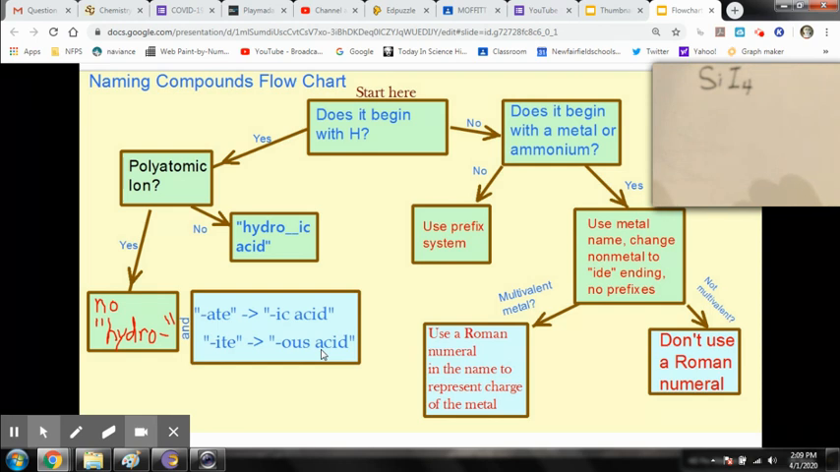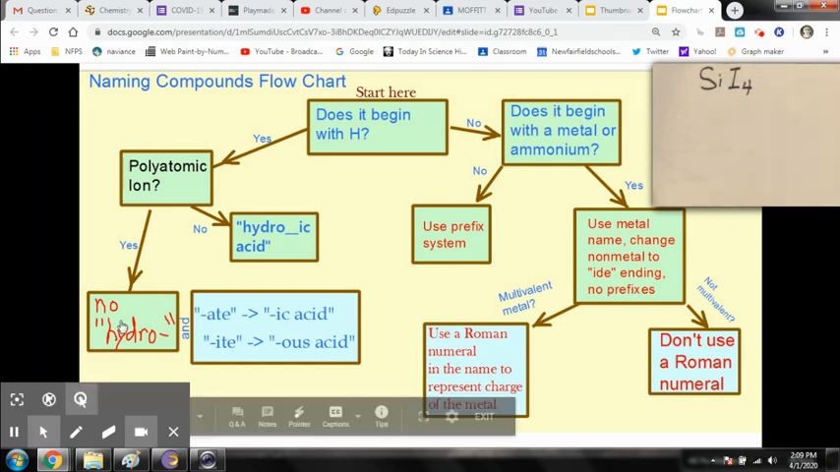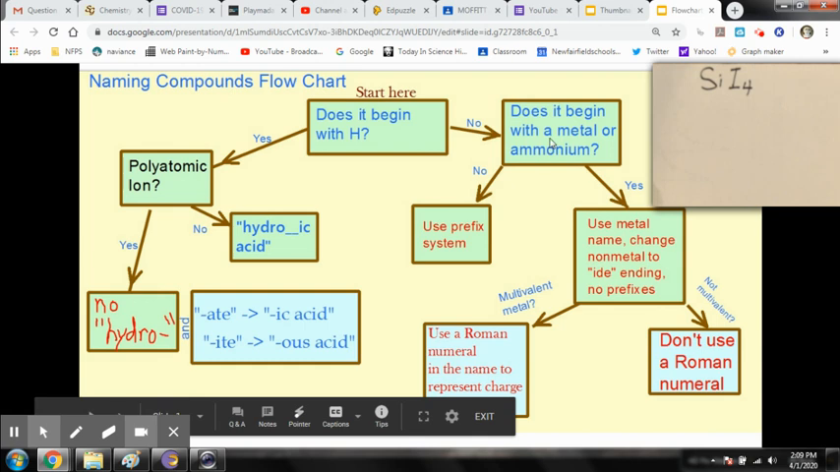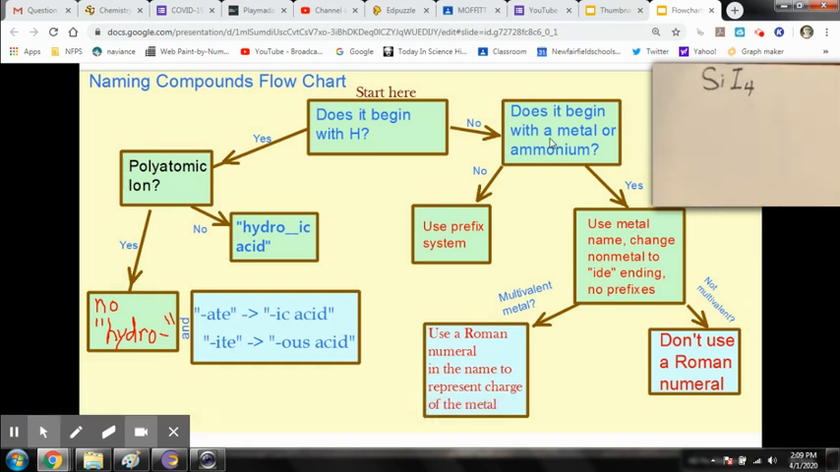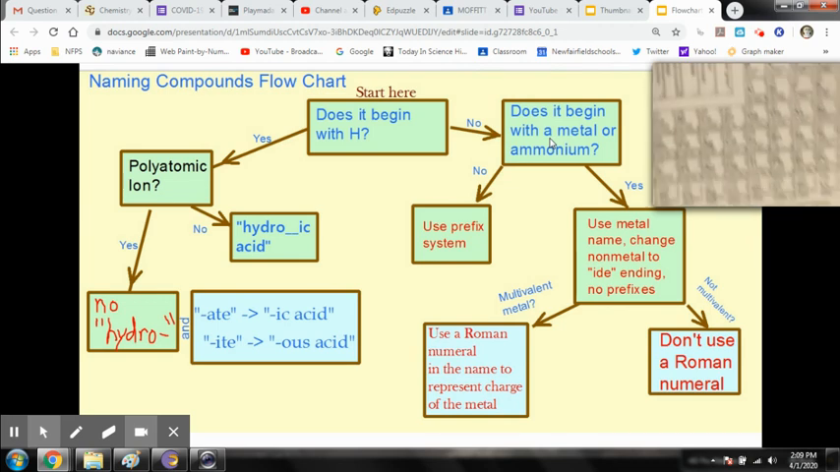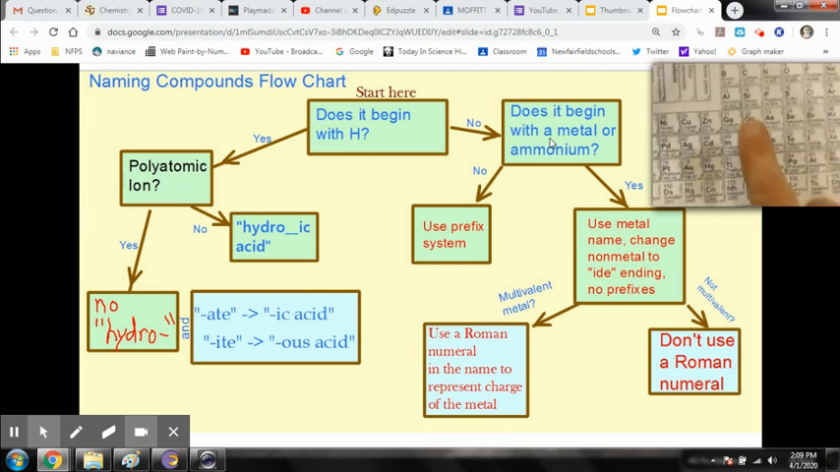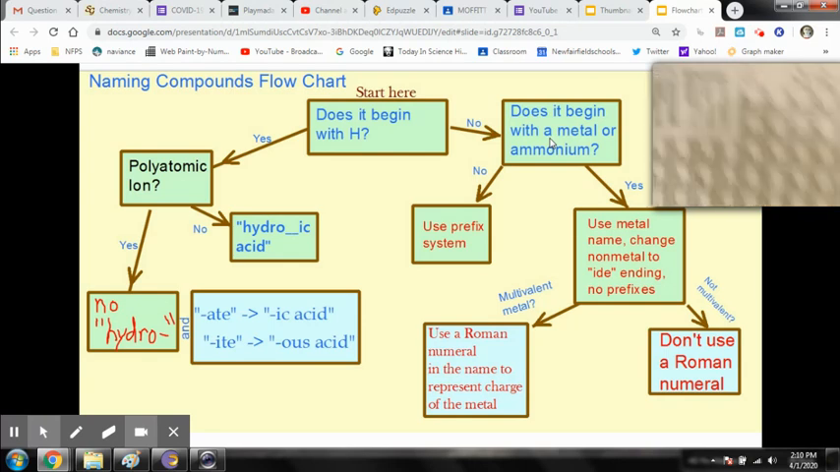All right, next compound, SiI4. What the heck is that? Well, let's see. Does it begin with an H? Nope. Does it begin with a metal or ammonium? Well, let's see. Silicon. Not sure about that one. Is silicon a metal? There you are, silicon. No, you're on that staircase. You're a metalloid. So no, you're not a metal. If you were a metal, we wouldn't be calling you a metalloid. Now, would we?